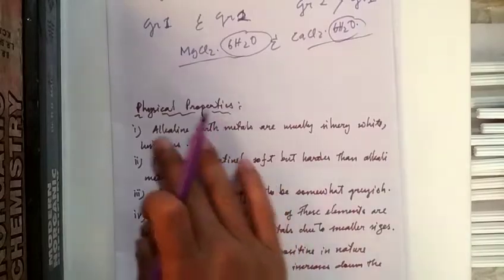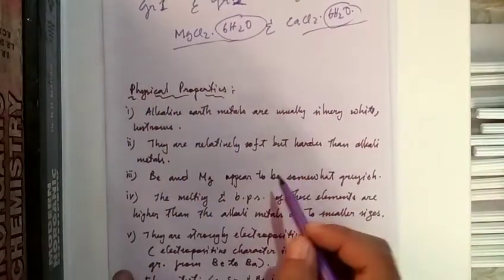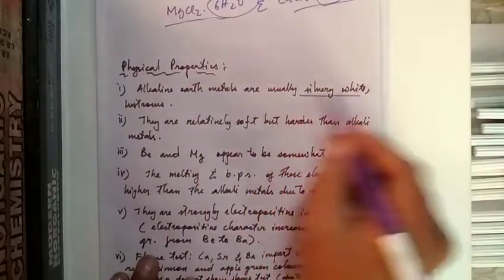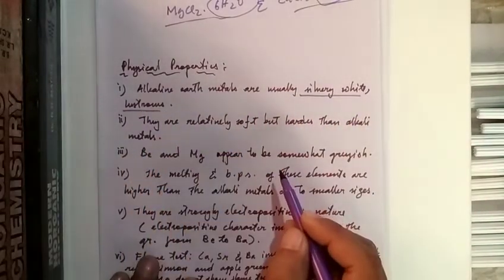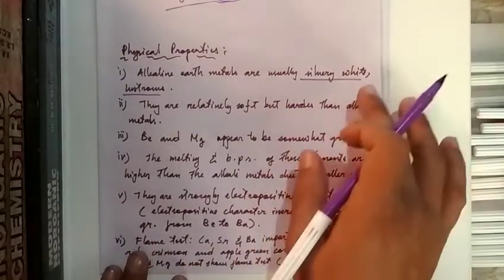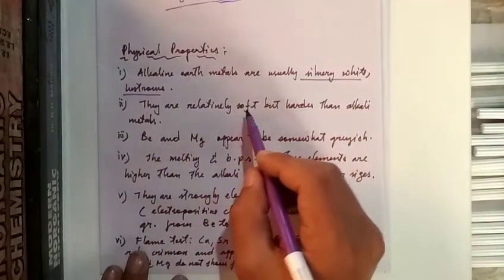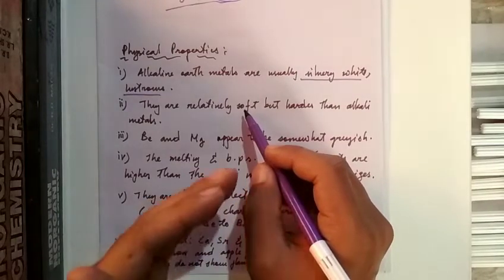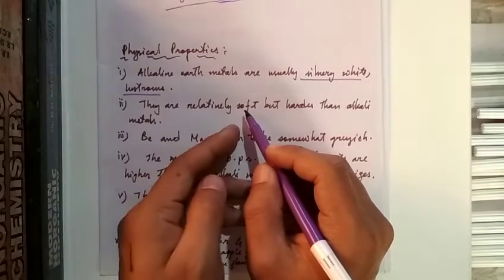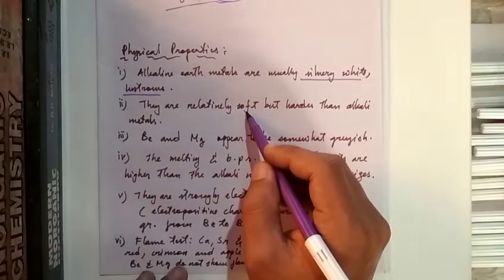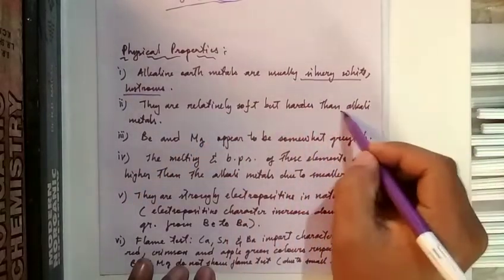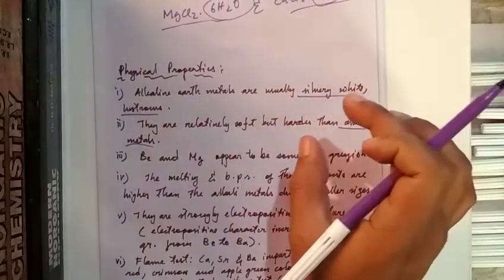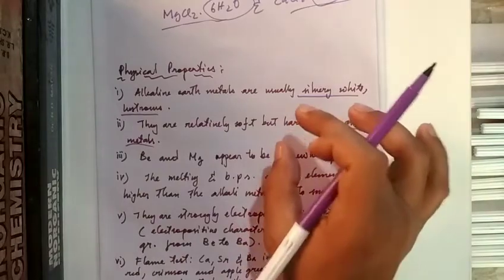Now let's come to physical properties. Alkaline earth metals are usually silvery white and lustrous. They are relatively soft. The alkali metals are soft and alkaline earth metals are also soft, but alkaline earth metals are harder than alkali metals. We know that group 2 elements are smaller, and this may be the reason.